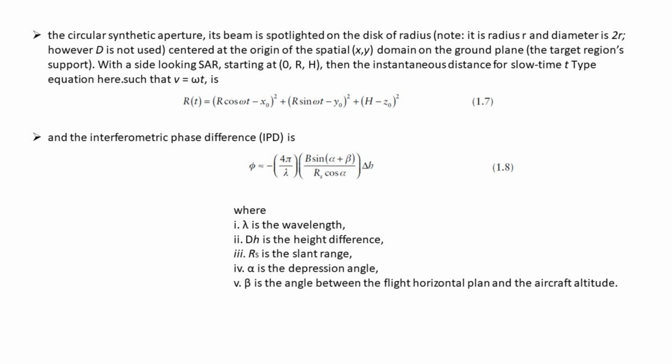With a side-looking SAR, starting at (0, r, h), the instantaneous distance for slow time t, such that v = omega t, is given in equation 1.7 as shown here. And the interferometric phase difference, IPD, is given in equation 1.8 as shown here, where lambda is the wavelength, dH is the height difference, Rs is the slant range, alpha is the depression angle, and beta is the angle between the flight horizontal plane and the aircraft altitude.